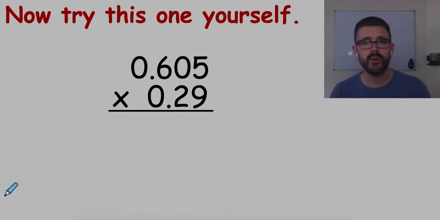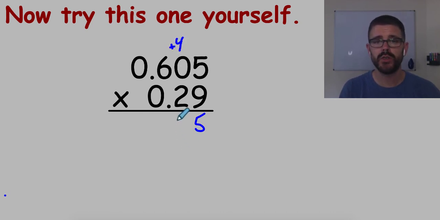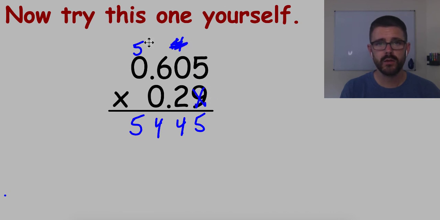All right, so here's how I would set this one up. Remember, you don't need to line up your decimal points. You're just multiplying away. We really don't even care about the decimal point until after we're done with the problem. So start with that 9. 9 times 5 is 45. 9 times 0 is 0, plus 4 is 4. 9 times 6 is 54. Carry the 4. 9 times 0 is 0, plus 5 is 5. I'm done with my 9.